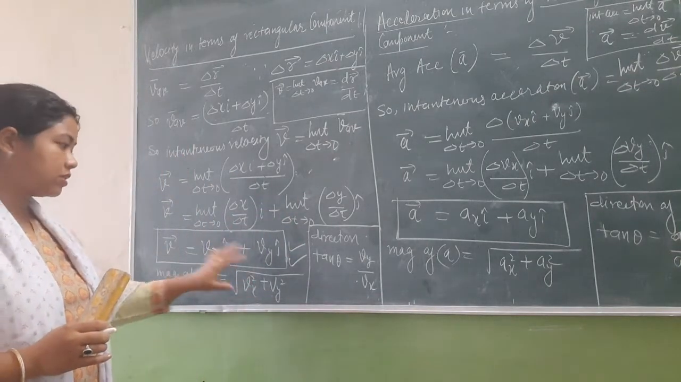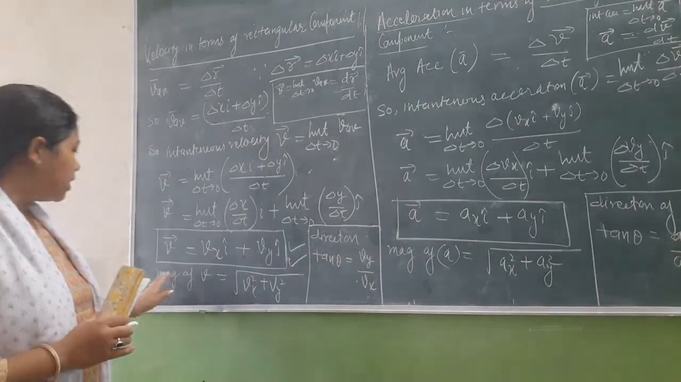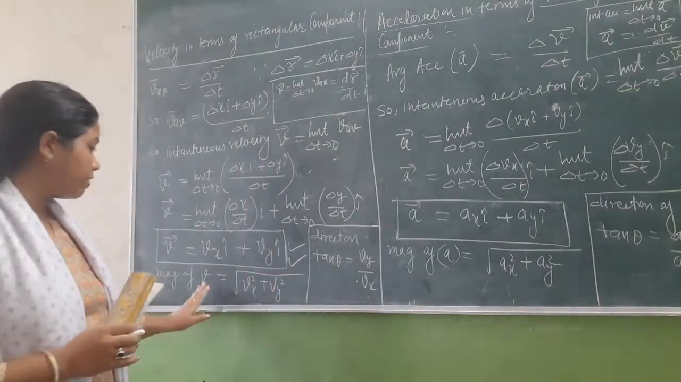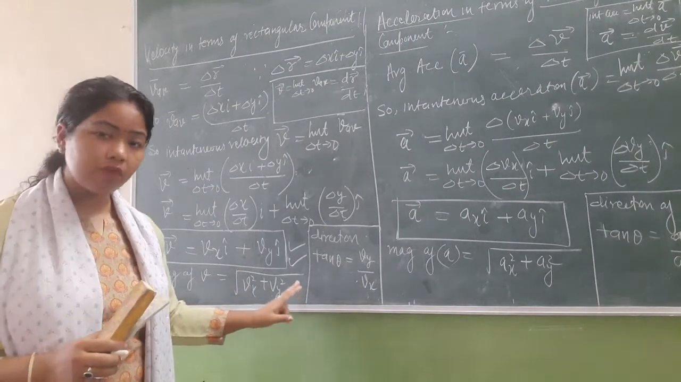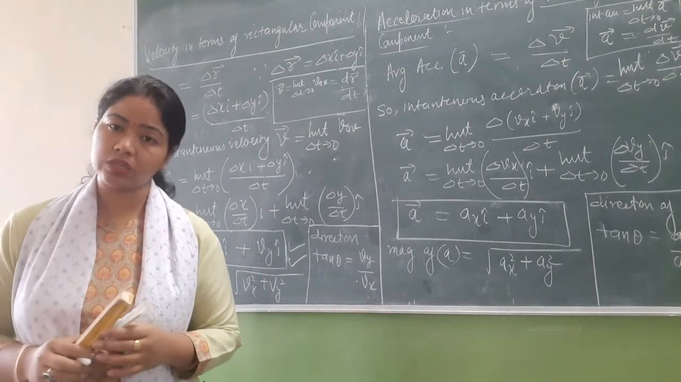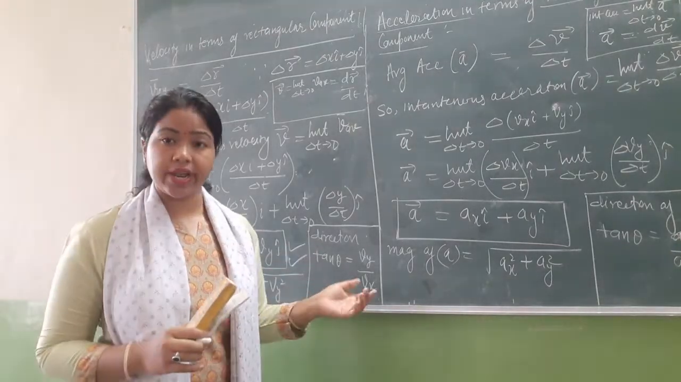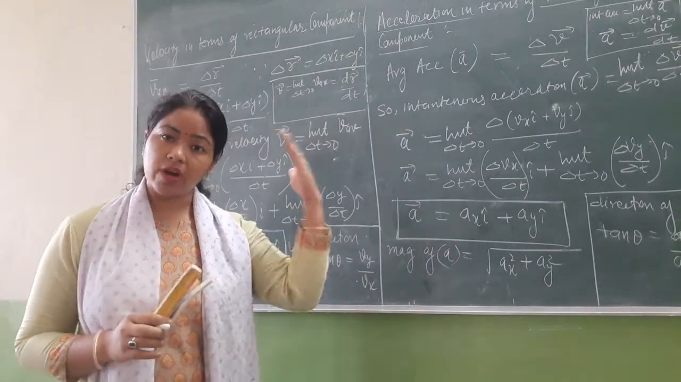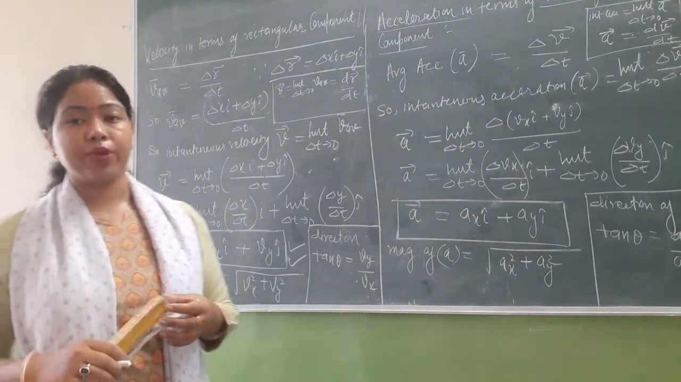Now, this is all about velocity in terms of the rectangular components. If we want to calculate the magnitude, V will be equal to the square root of the square of the x component of velocity plus the square of the y component of velocity. This will give us the magnitude of velocity. For direction, tan theta will be equal to vy upon vx, the y component divided by the x component. So this is the rectangular component of velocity.